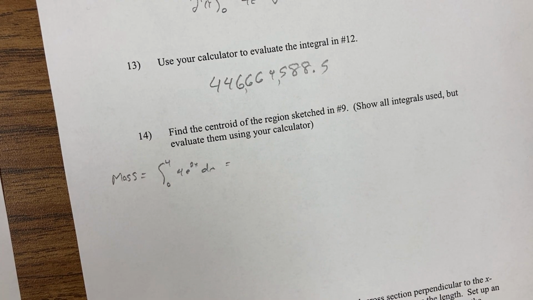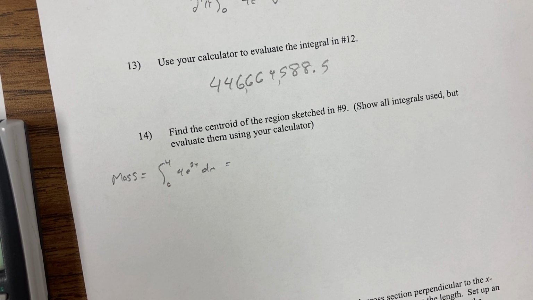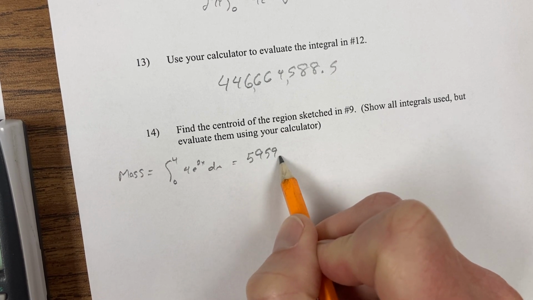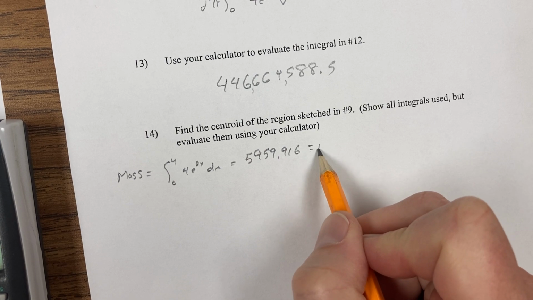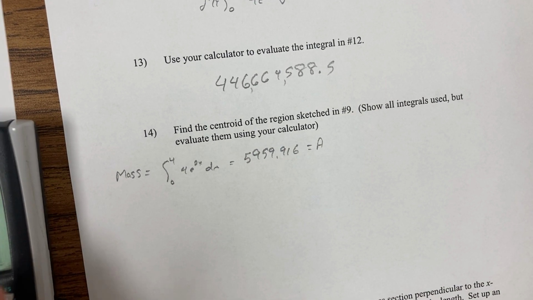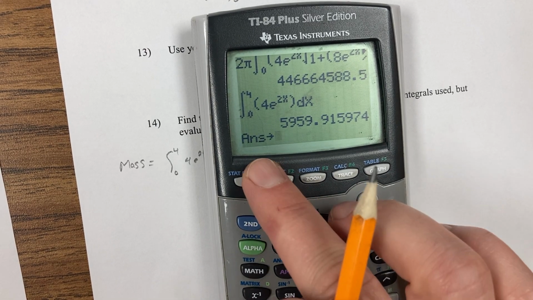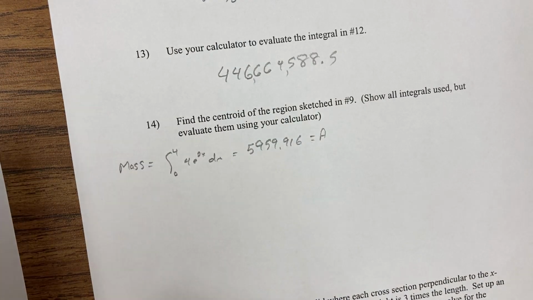All right, and so if we go math 9, 0 to 4, 4e to the 2x dx, we're going to get 5959.916. All right, I'm going to set that equal to a. So I'm going to go on the calculator. When I put that in, I'm just going to simply hit store. It'll take the answer, put it into a. That way I don't have to keep retyping it.